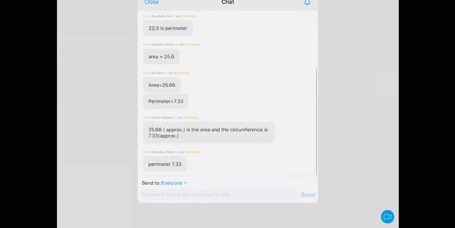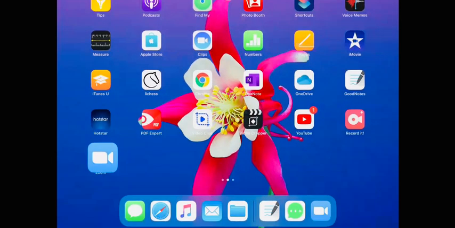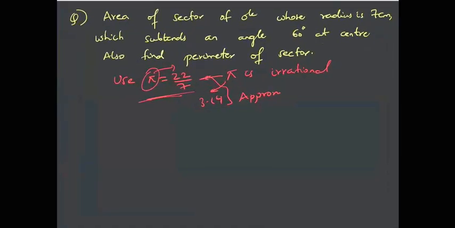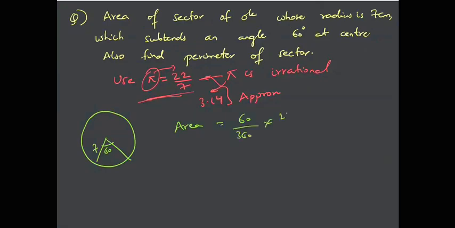Okay, so almost everyone has done the question. Let us see it. There is a sector which is subtending 60 degrees at the center, and the radius is 7. So what is the area of the sector? Area is theta by 360 into pi r square. So it is 60 by 360 into pi, which is 22/7, into r, which is 7. So this is 6, 2 3s, 2 11s. So this is 77/3.